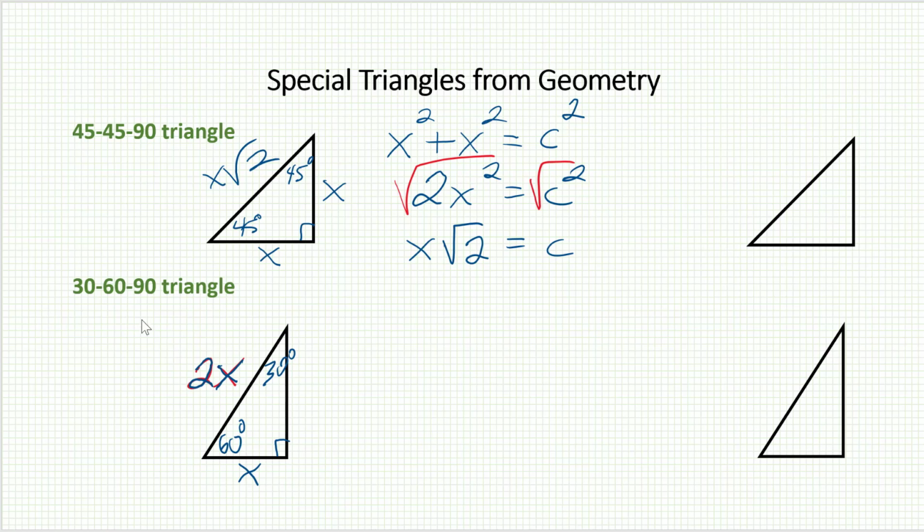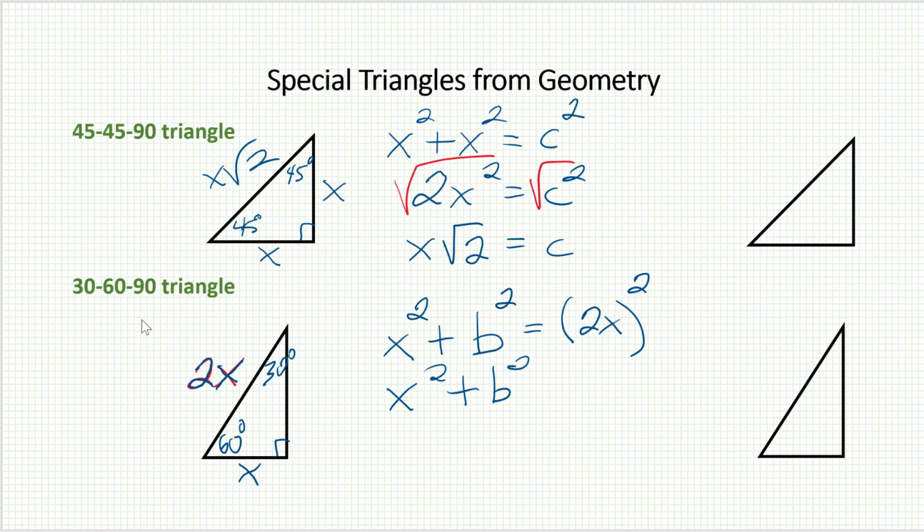What about the medium side, the side across from the 60? Well, again, I can use the Pythagorean theorem. The first leg squared plus, I'll call that second leg b, the second leg squared is equal to the hypotenuse squared, just applying the Pythagorean theorem. That gives me x squared, I'm going to try to solve for b, plus b squared equals 4x squared, 2x times 2x. Subtract x squared from each side. I get b squared equals 3x squared.